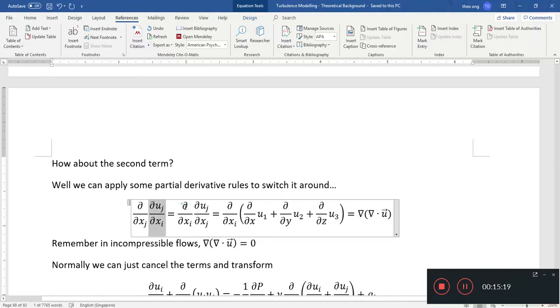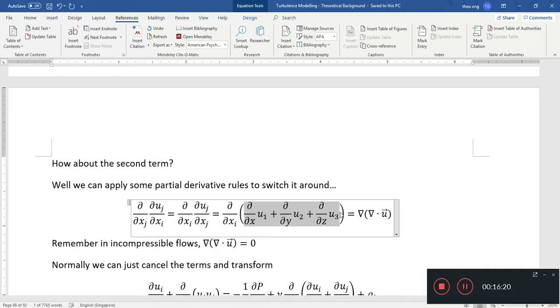Just think of it like that. You see, if we apply this partial derivative rule, it allows us to switch the order in which we differentiate things. And you can have del uj del xj on the inside, del by del xi on the outside. So basically you would have this repeated along three vector directions. What you have inside is del uj del xj, and if you expand this out per equation, you'll just get the divergence of the vector u. And if you look at the continuity equation, that will just give you zero.